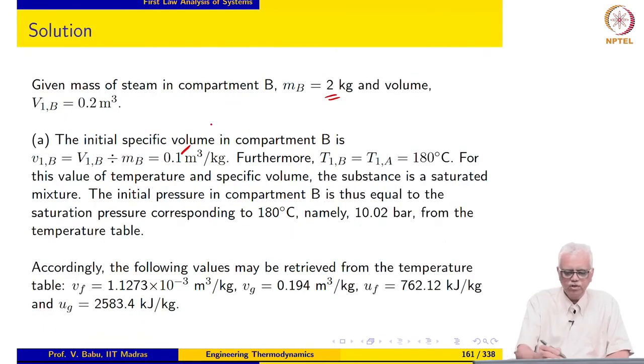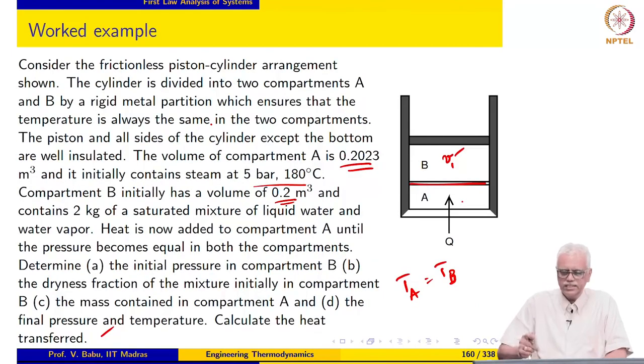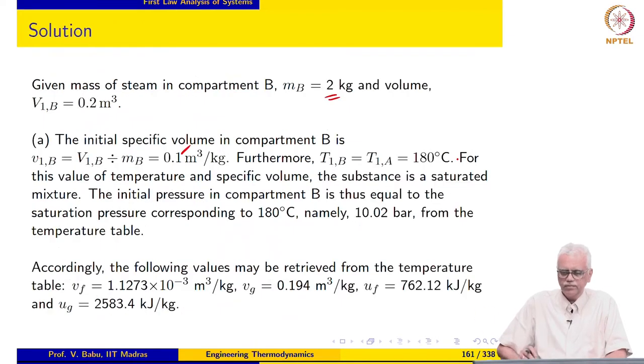So the initial specific volume in compartment B is 0.1. It's initially at 180 degrees Celsius, because compartment A is initially at 180 degrees Celsius, and since the temperatures are the same, this is also at 180 degrees Celsius. So the temperature is given to be 180 degrees Celsius, and the specific volume is also given. You should be able to determine that this is indeed a two-phase mixture, and also that the saturation pressure corresponding to this temperature is 10.02 bar.